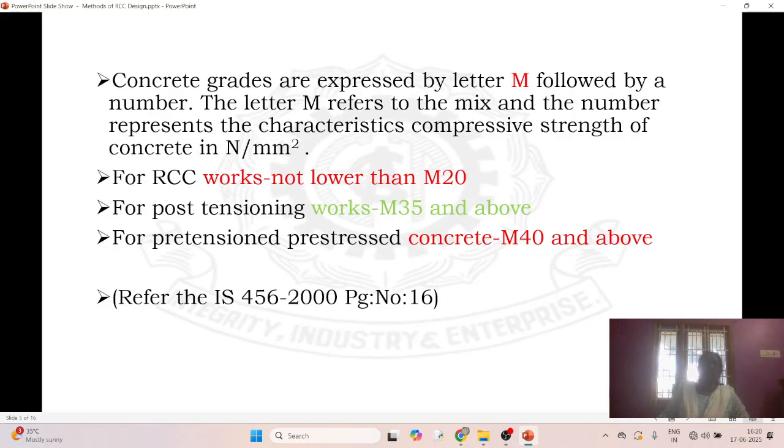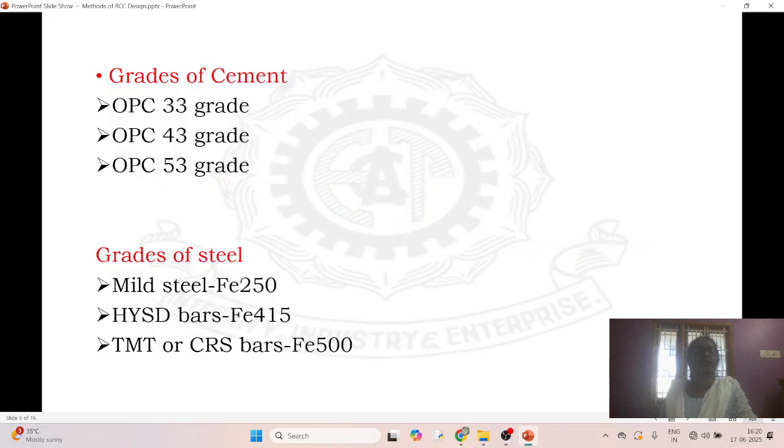For post-tensioning works, M35 and above. For pre-tensioning pre-stressed concrete, M40 and above. So these should be followed for post-tensioning: the concrete should be M35 and above. For pre-tension pre-stressed concrete, M40 and above.